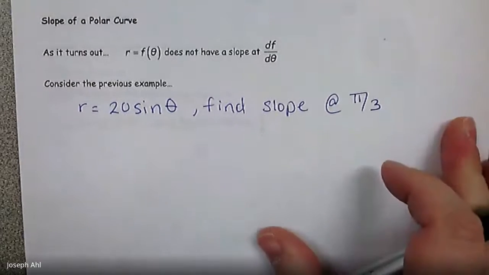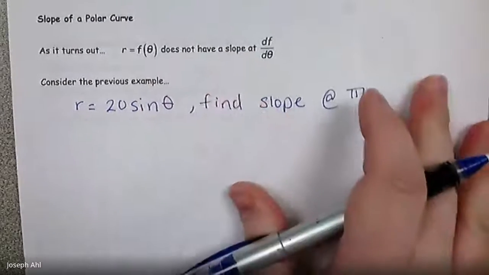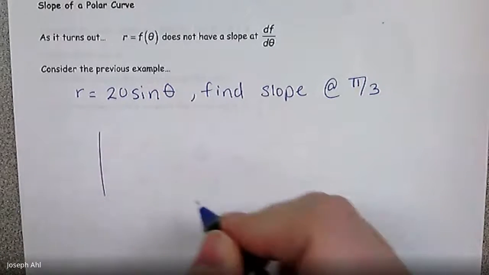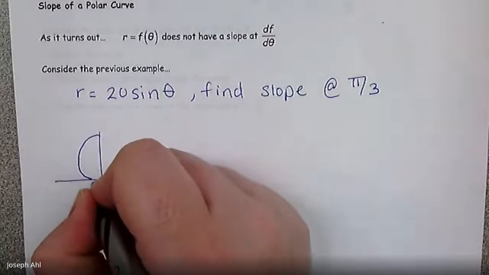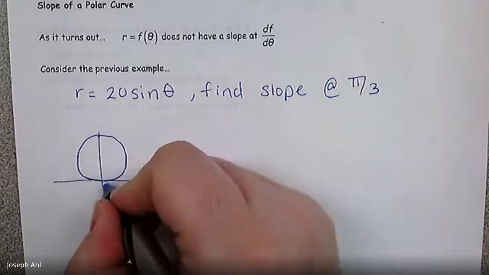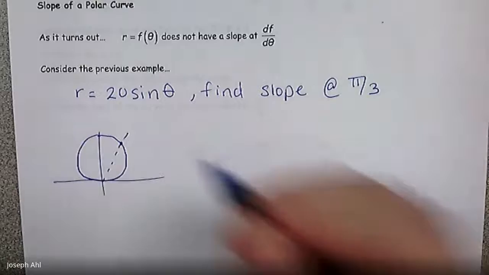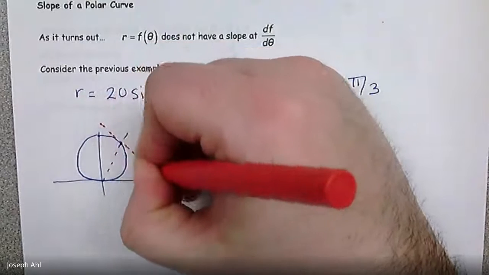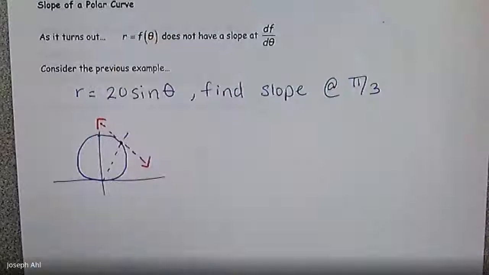So what I'm going to do right now is convince you that this is actually a true statement. Because I think some people are like, oh, Mr. Raleigh, I really feel like I could just find dr d theta and I'll be fine. Okay, here was r equals 20 sine theta. All right, theta equals pi over 3 might be, let's say, this point of tangency right here. So therefore, I'm trying to find the slope, which here's the slope at that point of tangency.